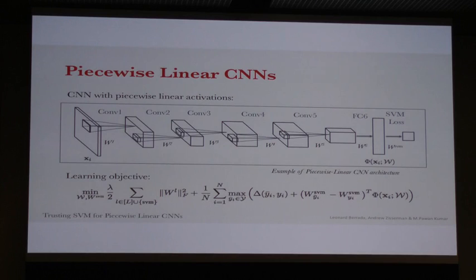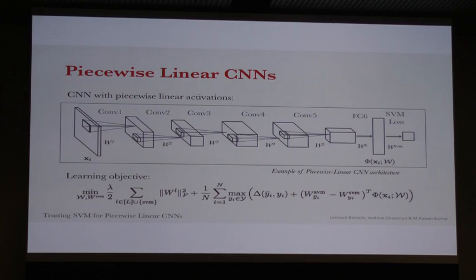Morning, everyone. I'm Leo from the University of Oxford. And today I would like to talk to you about deep learning optimization. More specifically, I would like to discuss the learning of a specific class of convolutional neural networks, which we can call piecewise linear CNNs or PL-CNNs. First I will define what a PL-CNN is, and then I will talk about how to optimize it. A PL-CNN is simply a CNN whose nonlinear activations are piecewise linear and with an SVM loss layer at the end.